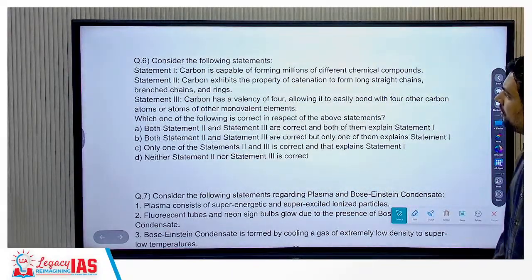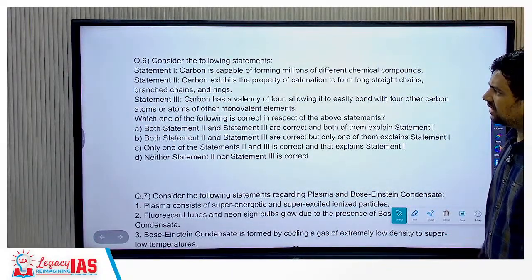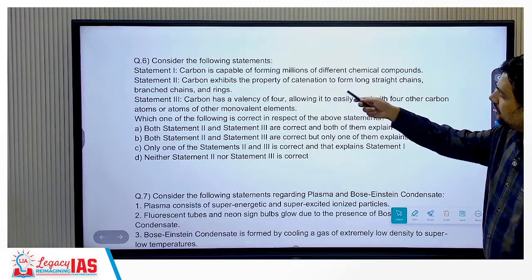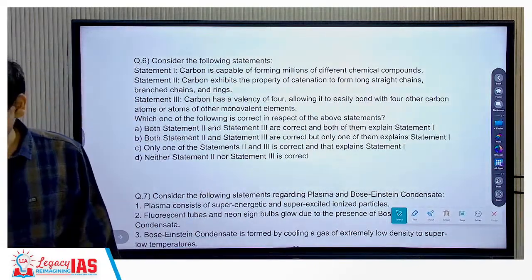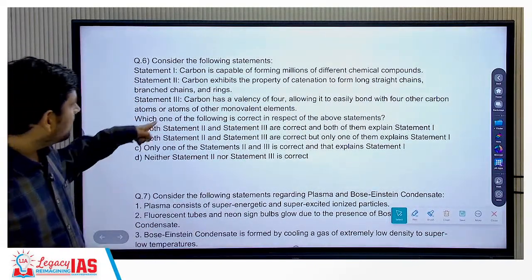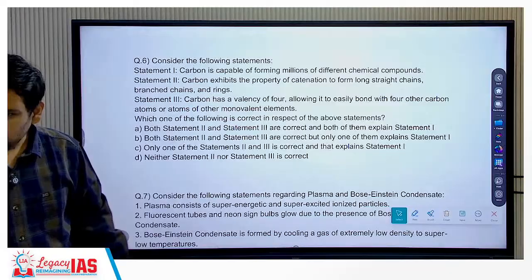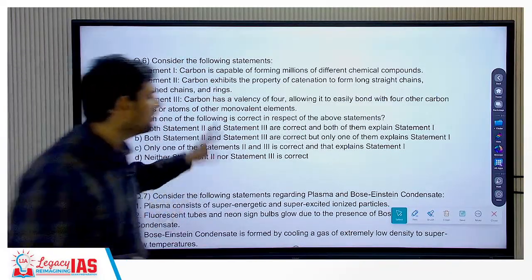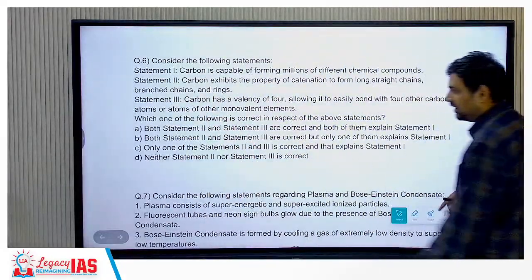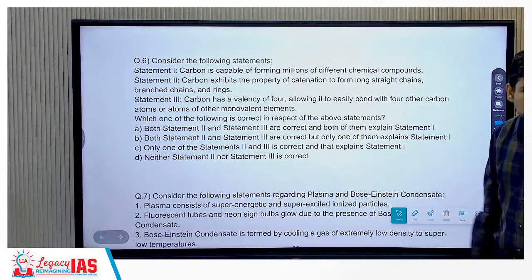Then carbon is capable of forming millions of different chemical compounds. Okay. Carbon exhibits the property of catenation. What is catenation? Chain with itself. Correct. And the other thing is carbon has a valency of 4, so it can form 4 bonds. These two are the reason why it will form millions of chemical compounds. So answer becomes A. That is, both of them are correct explanations as well.